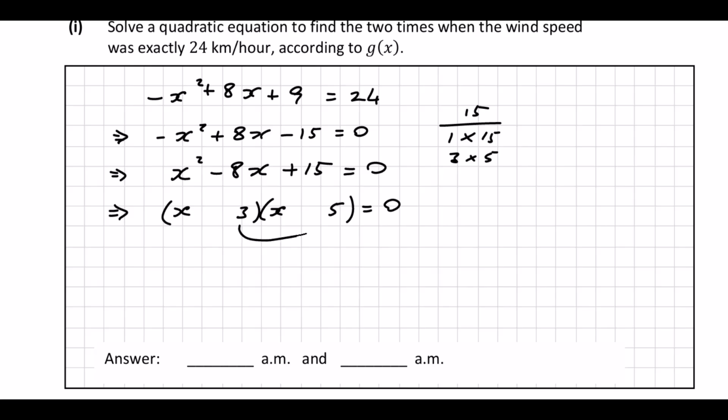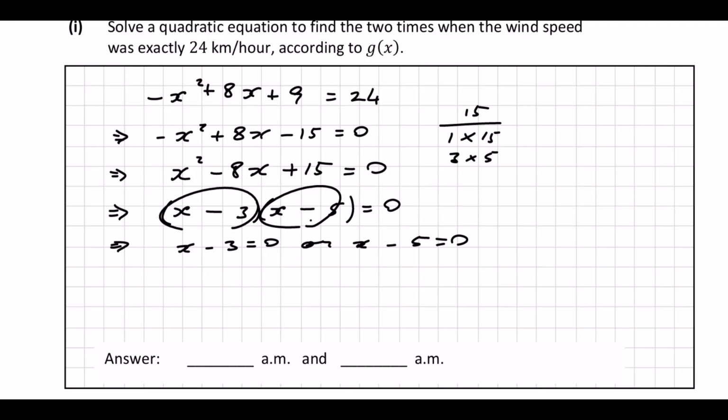Now, 3 multiplied by 5 needs to give me a plus, so that means I'm going to have minus, minus, or plus, plus. The middle term is a minus, so it's going to be minus, minus. So we have x minus 3 equal to 0, or x minus 5 equal to 0. If you multiply two things together and your answer is 0, one of those must be 0, or both of them are equal to 0.